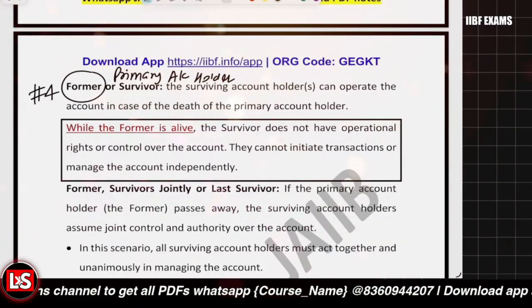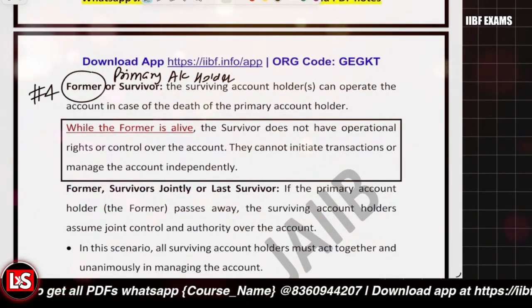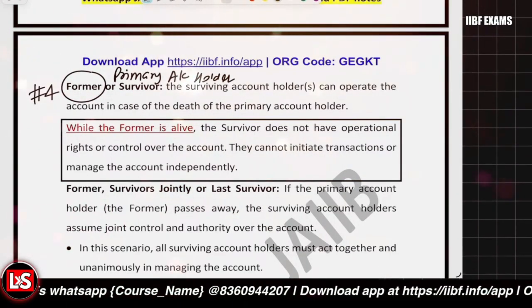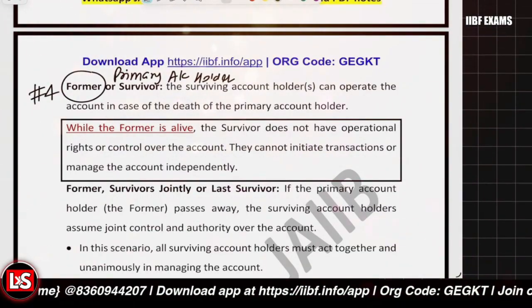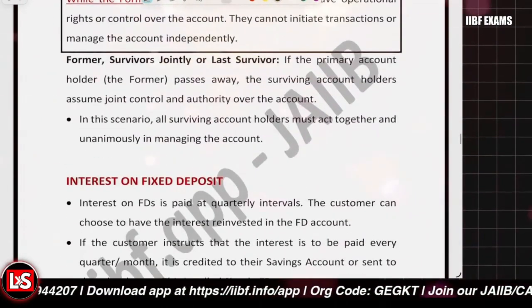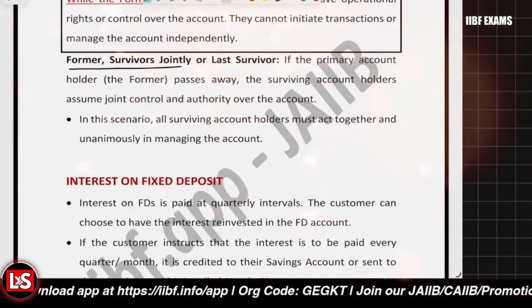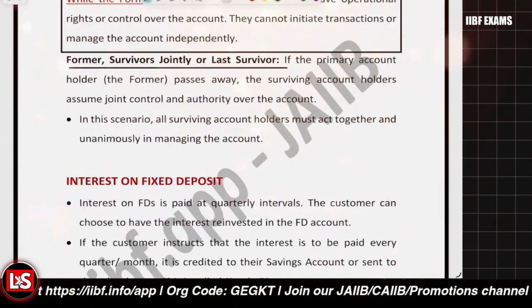And what about the premature withdrawal? The former can be doing the transactions. Clear with it?